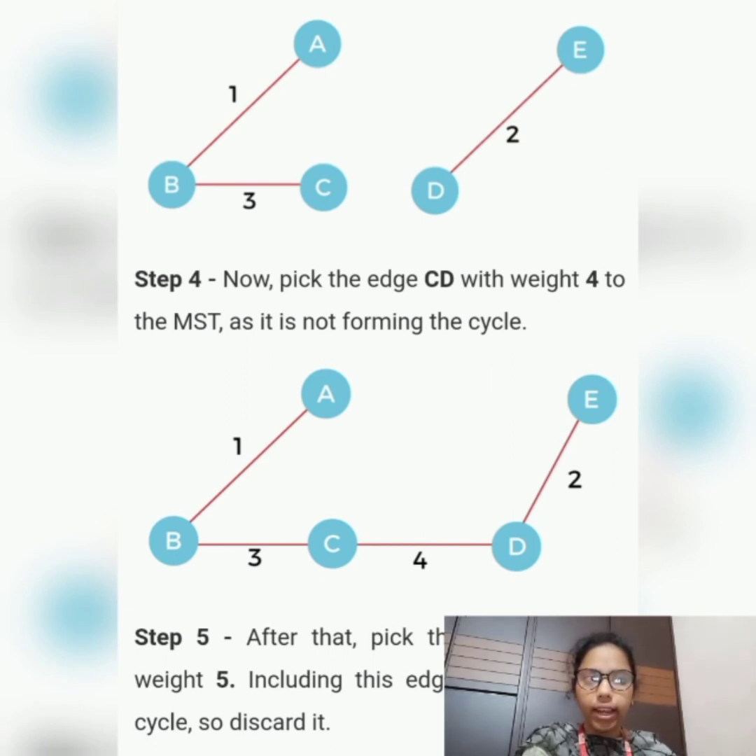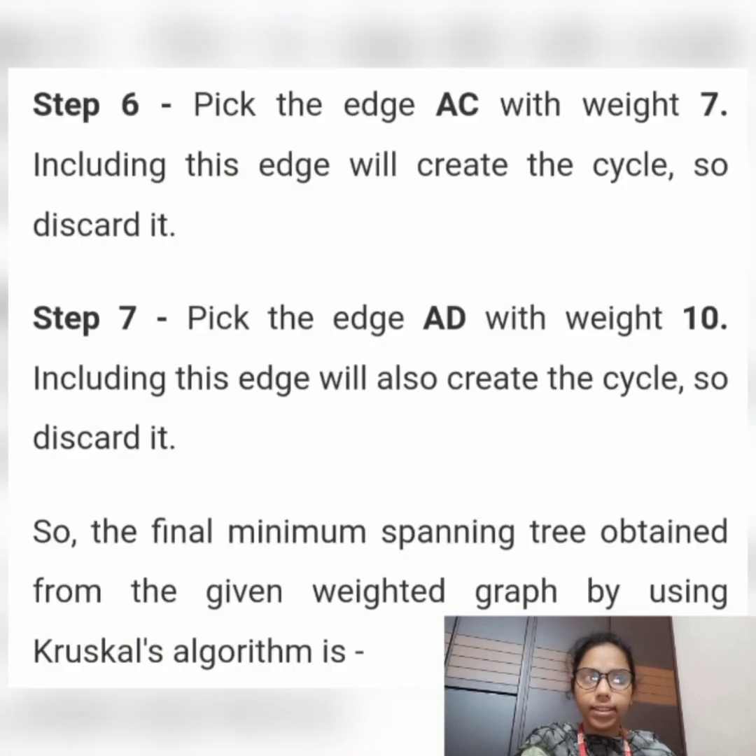Then add CD to the minimum spanning tree, because its weight is 4, which is less. Then in step 5 pick edge AE with weight 5. Including this edge can create a cycle, so it is discarded. In step 6 pick the edge AC with weight 7. Including this edge will create a cycle, so discard it. Step 7, pick the edge AD with weight 10. Including this edge will also create a cycle, so discard it.